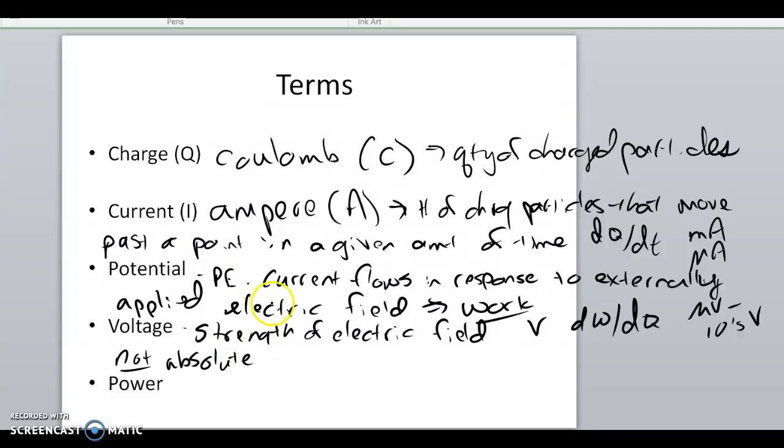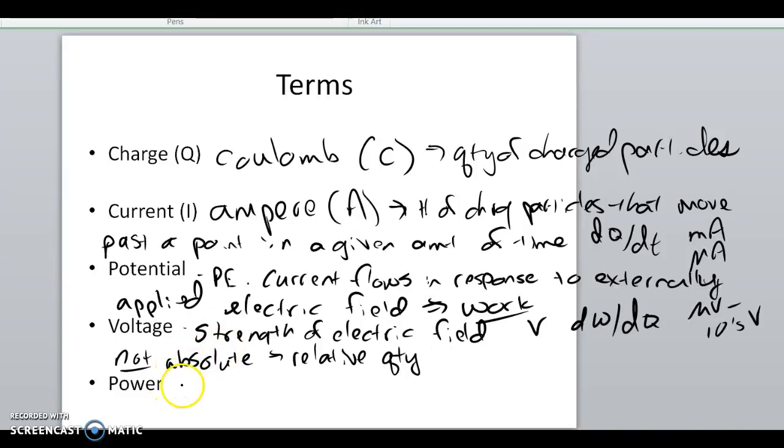So when you measure voltage, you have to measure it across something. It's a relative quantity. So anytime you're using a voltmeter or an oscilloscope to measure voltage, you have to have two leads. One usually goes to ground, but it doesn't have to, and that's where you are looking at the voltage across something.